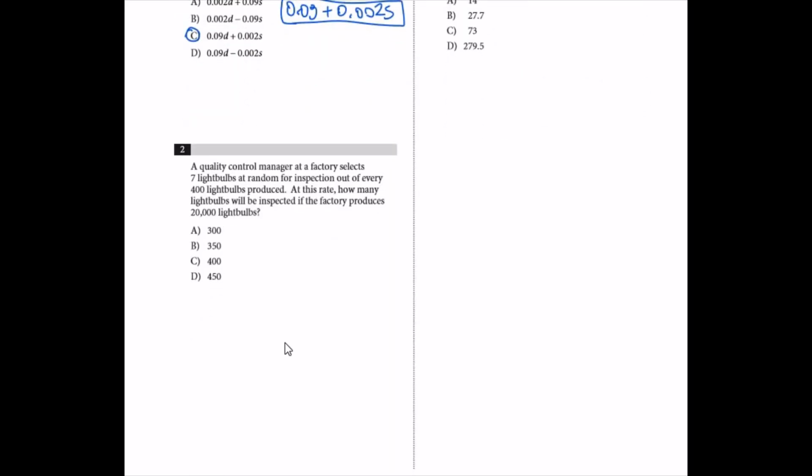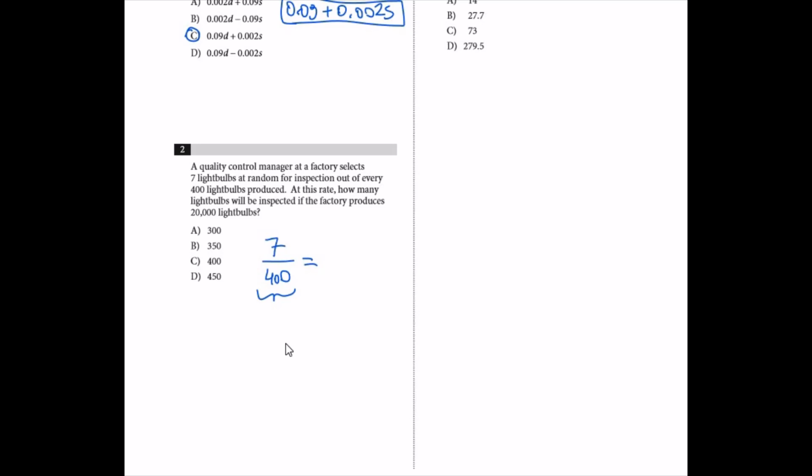Question number 2. A quality control manager at a factory selects 7 light bulbs at random for inspection out of every 400 light bulbs produced. At this rate, how many light bulbs will be inspected if the factory produces 20,000 light bulbs? We were given the ratio in the previous part of the question: 7 light bulbs picked randomly for inspection out of 400 light bulbs. So this is our ratio.